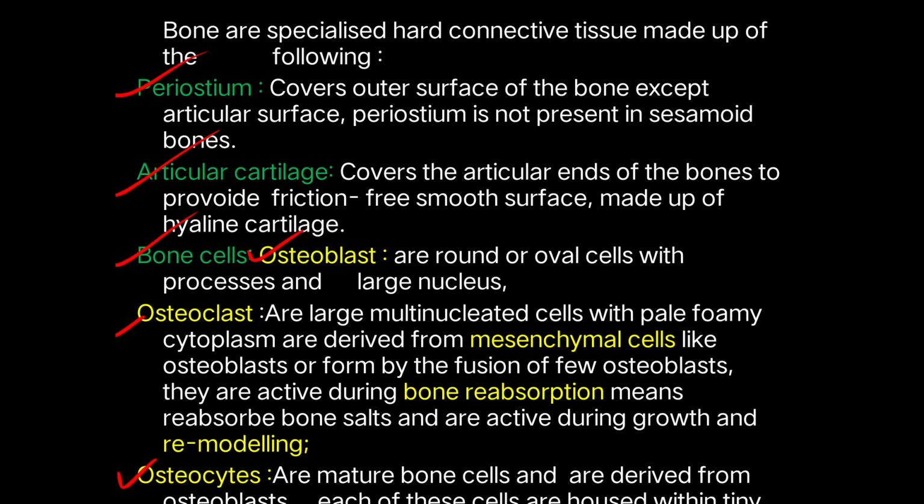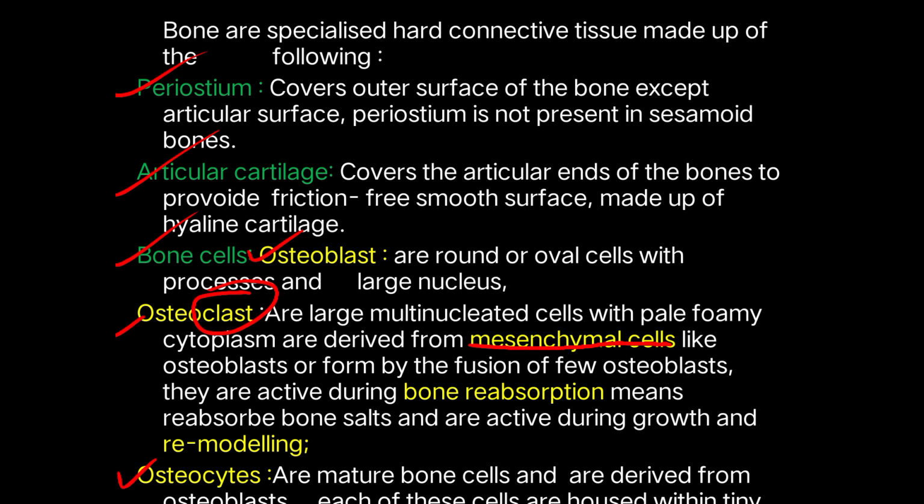So what is the osteoblast first? Osteoblasts are round or oval cells with a process and a large nucleus. Then next is the osteoclast. Remember this point: osteoclasts are large multinucleated cells, meaning there is more than one nucleus. They are multinucleated cells with pale foamy cytoplasm.